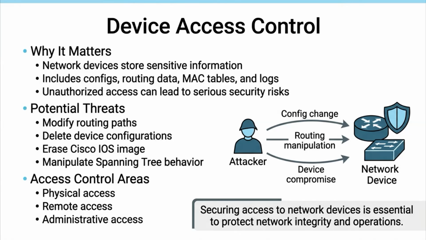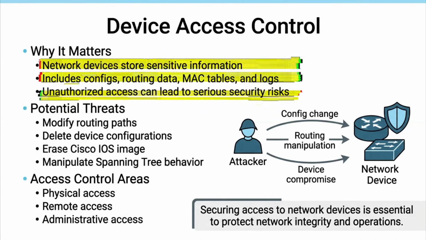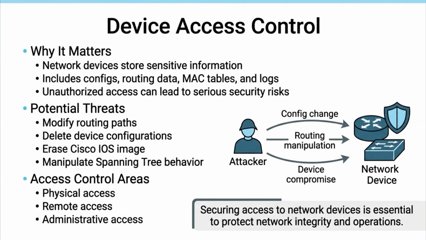Network engineers often focus on configuring devices so traffic can move efficiently across local networks and between subnets. However, networking devices also store sensitive information such as device configurations, routing information, MAC addresses, and syslog data. If an attacker gains access to these devices, they could perform malicious actions such as modifying routing paths, deleting device configurations, erasing the Cisco IOS image, or manipulating spanning tree behavior. For this reason, securing access to networking devices is essential.